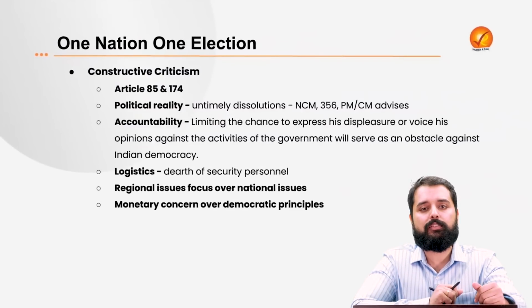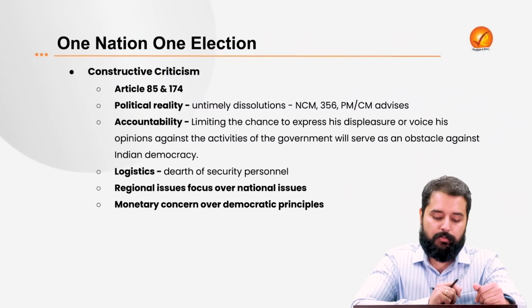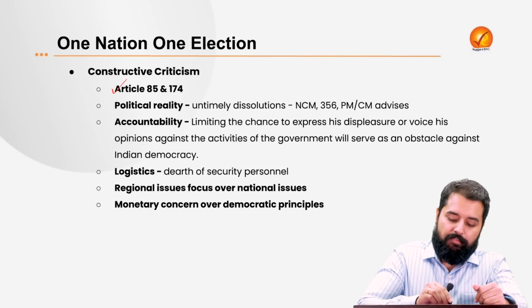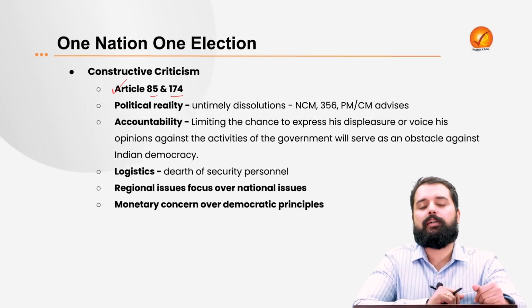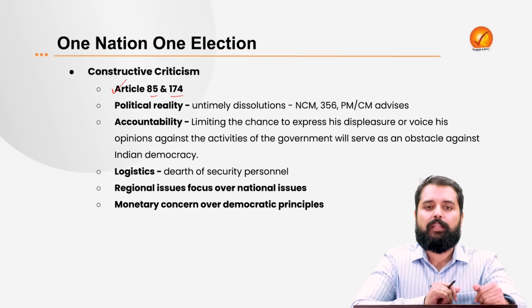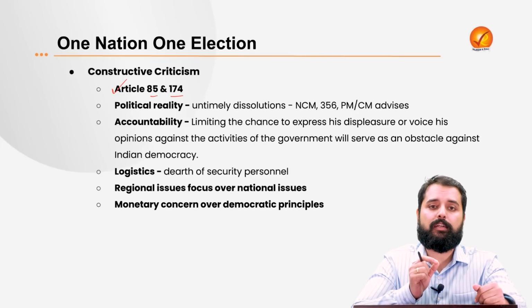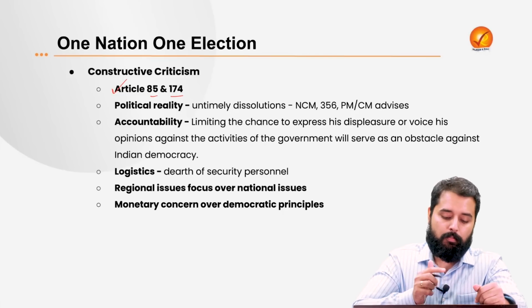But there are certain criticisms also for the simultaneous elections. What are those? One is the criticism from the aspect of the constitution. Article 85 and Article 174 in the Indian Constitution require that the Lok Sabha or the state legislative assemblies, as per Article 174, should not be dissolved prior to the term of 5 years usually. But if simultaneous elections are to be conducted and there is premature dissolution of a state legislative assembly, then elections will have to be conducted there. Then conducting of simultaneous elections will not be possible.